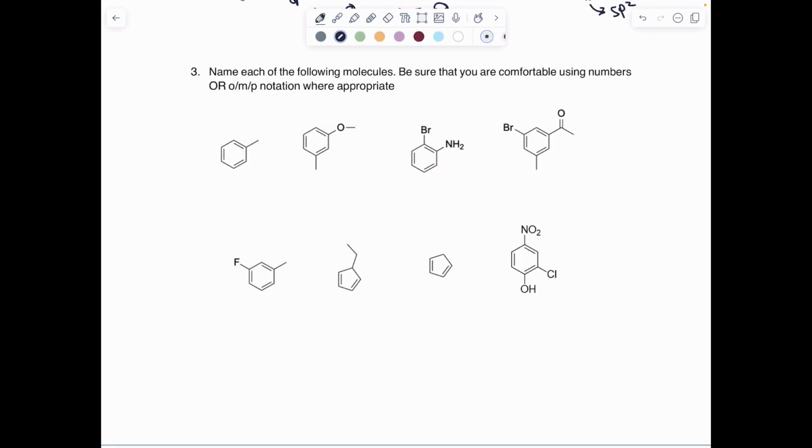In question 3, we are asked to name a bunch of molecules, so let's take a look at that very first one. That's just a structure that you are expected to know and memorize. It's a benzene ring with a methyl group. This is known as toluene.